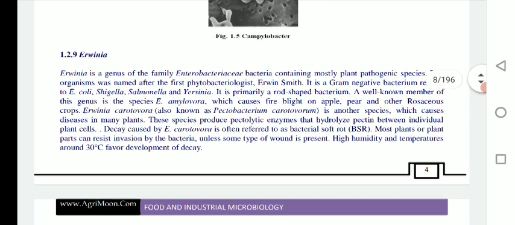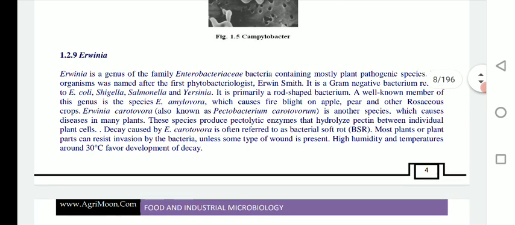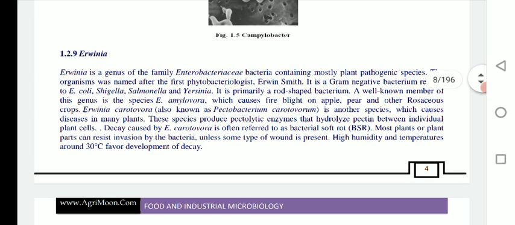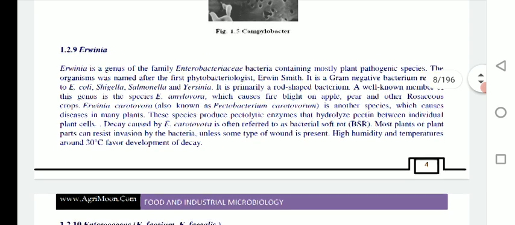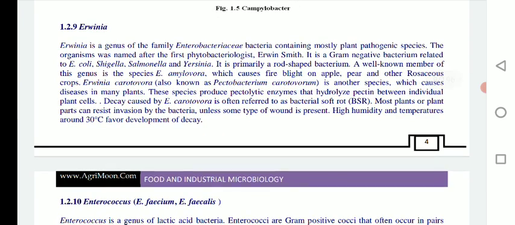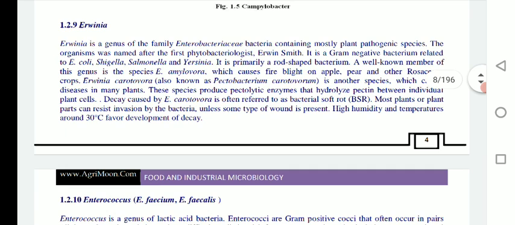The next bacterium is Erwinia. Erwinia is a genus of the family Enterobacteriaceae, containing mostly plant pathogenic species. So this group of bacteria are mostly plant pathogens. The organism was named after the first phytobacteriologist, Erwin Smith, and it is a gram-negative bacterium related to E. coli, Shigella, Salmonella, and Yersinia. It is basically a member of the Enterobacteriaceae family.